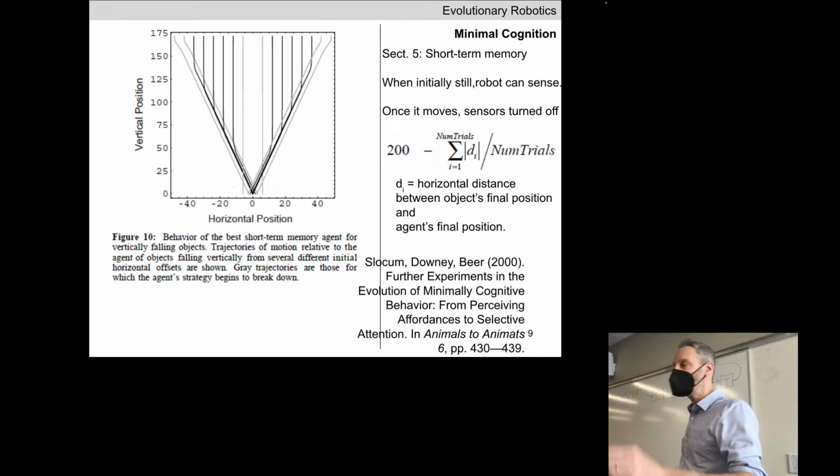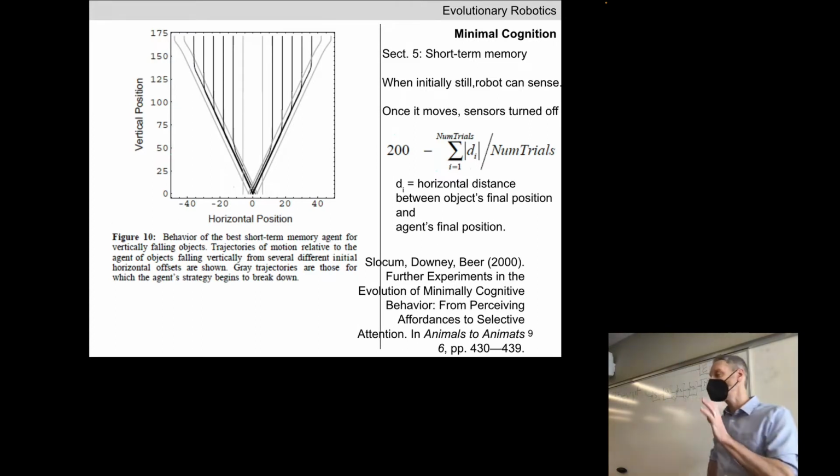Why is this particular robot failing? Or why is this particular evolved CTRNN failing? Here's a bit of a hint. So again, it takes a minute to learn how to read these particular figures. In this case, we're dropping the object from above 16 times. We're going to drop the object 16 times from various positions at the top of the screen.